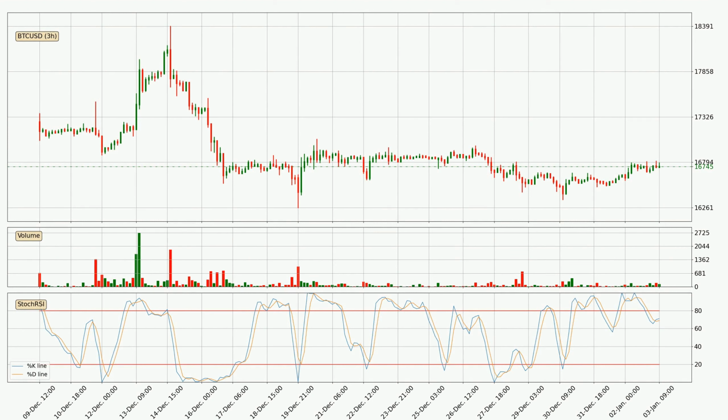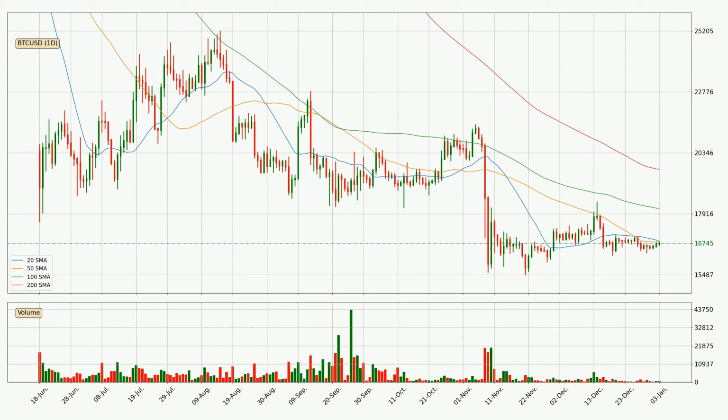Moving to the daily simple moving averages, for this time interval, the current price is below all of the simple moving averages, which looks bearish, and you should keep an eye on the closest SMA. The 50 SMA will play as resistance, or the price will peak above the current price, which is around 16,799.